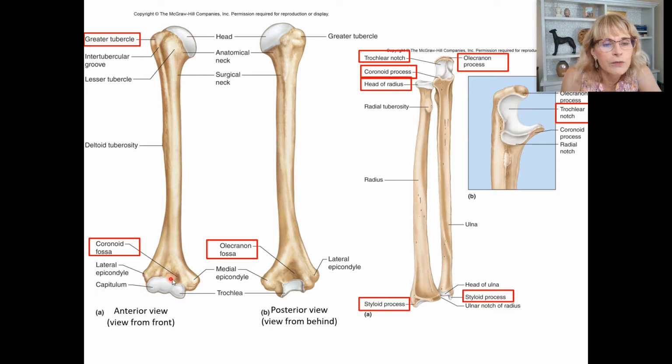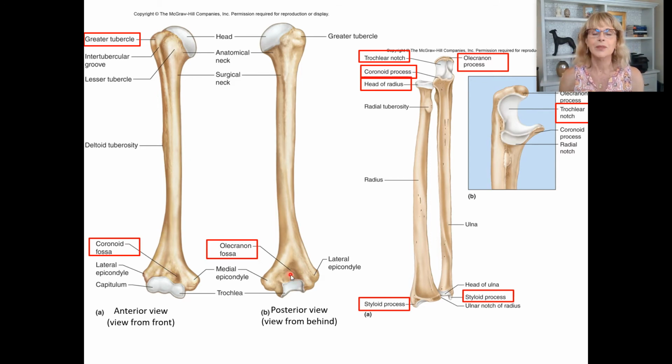Okay, so the coronoid fossa is this little dip on the front of the bone, and when the bone is bent, this little thing, the coronoid process, fits into it. It's really hard to see the coronoid process there, but when I bend my elbow, this dives into that. When I straighten my elbow, this, the olecranon process, dives into that, the olecranon fossa.